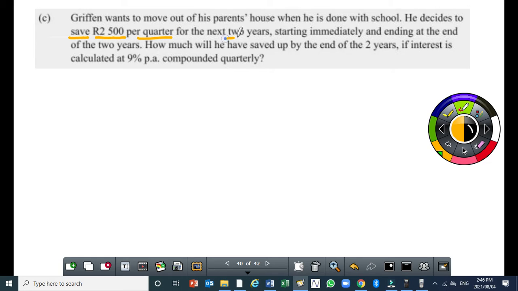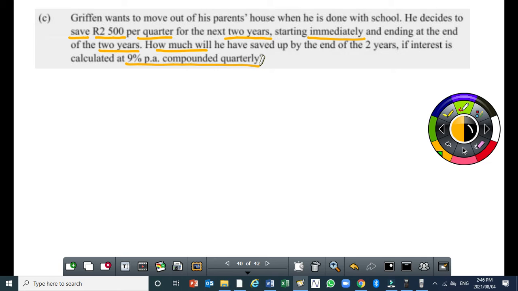This is going to happen for the next 2 years, starting immediately. As I shared with you earlier in the morning, in financial maths grade 12, the word immediately is very important when you are calculating the number of payments, ending at the end of 2 years. How much will we have saved up by the end of 2 years if interest is calculated at 9% per annum compounded quarterly? So our compounding period here is quarterly, which is 4 times per year.